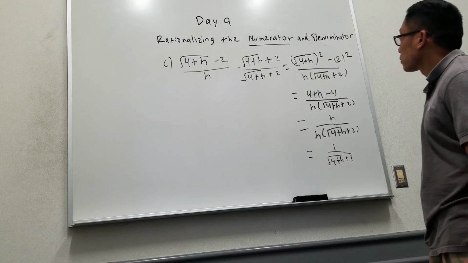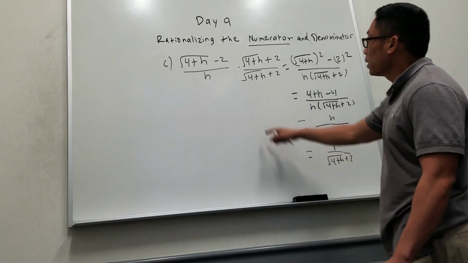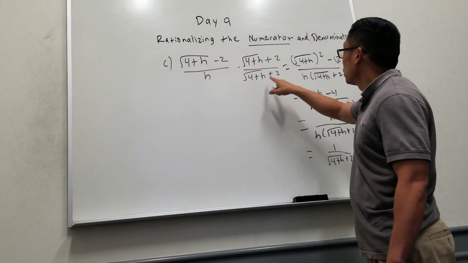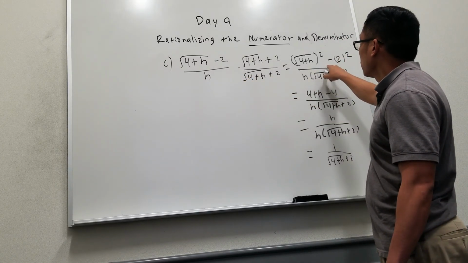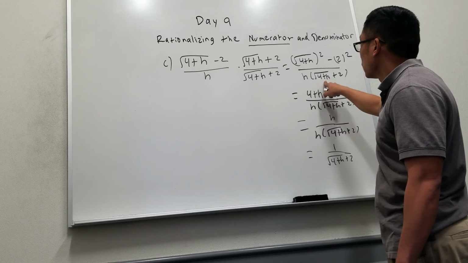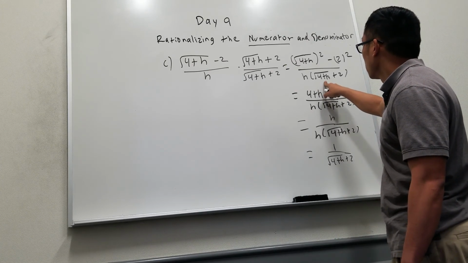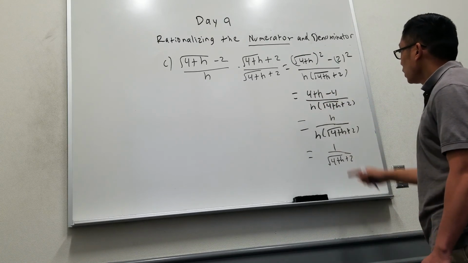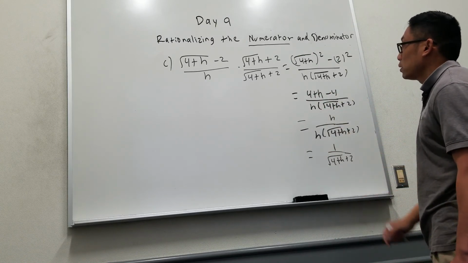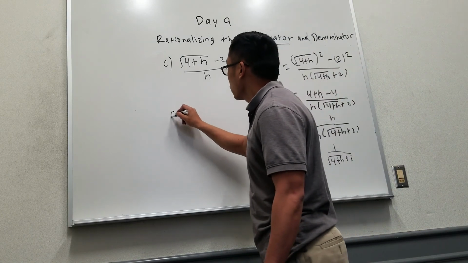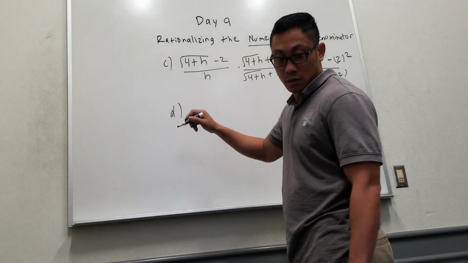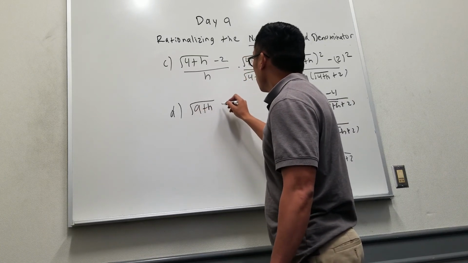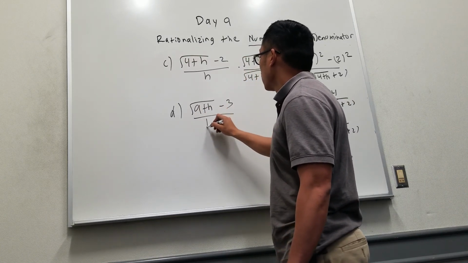First step, multiply by the conjugate on the top because we want to rationalize the numerator. You get the difference of two squares on the top. You just leave the bottom, you don't want to distribute the h out. And what do you notice? 4 plus h minus 4, the h will cancel, and you just have this. So that makes sense. Try this one out: radical 9 plus h minus 3, all over h.